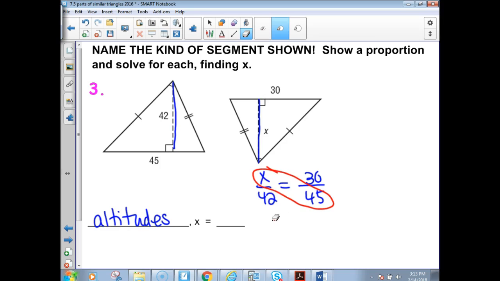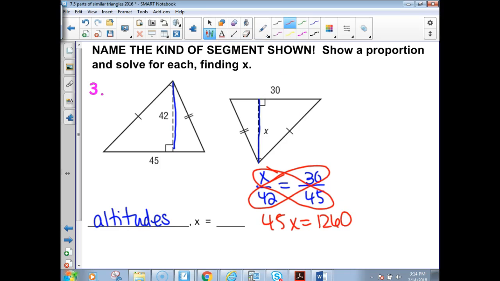That was silly. All right, so we got 45x equals 42 times 30. And then we're going to divide by 45, and we should get 28. Is that the only way to set it up? Absolutely not. If you wrote something different, as long as you're getting 45 and x across from each other and these numbers across from each other, it's okay. These can be totally upside down, etc.